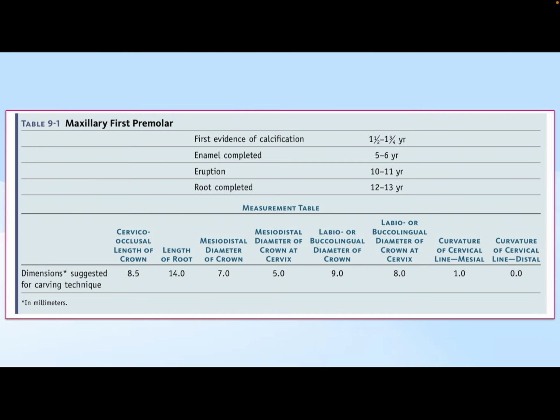Measurements: cervico-occlusal length of the crown 8.5 millimeter, length of the root 14 millimeter, mesiodistal dimension at maximum curvature 7 millimeter, and mesiodistal dimension of the crown at the cervix 5 millimeter. Buccolingual dimension of the crown at maximum curvature 9 millimeter, buccolingual dimension of the crown at the cervix 8 millimeter, and curvature of the cervical line on the mesial surface 1 millimeter and on the distal surface 0 or negligible.